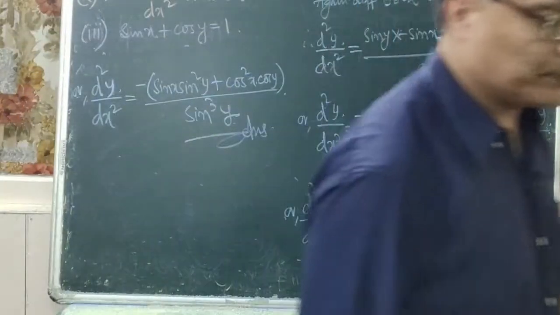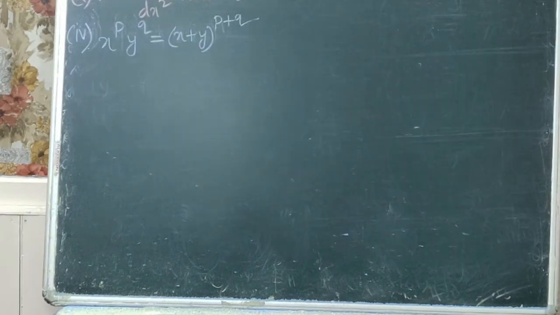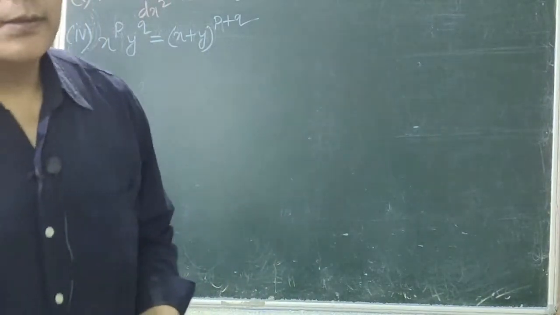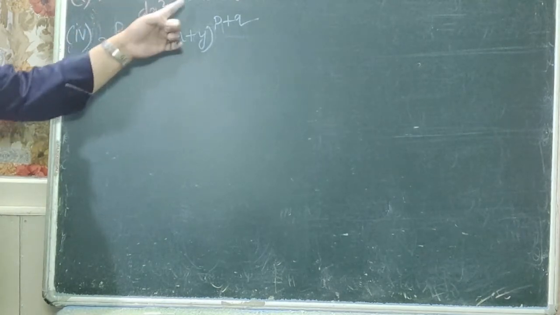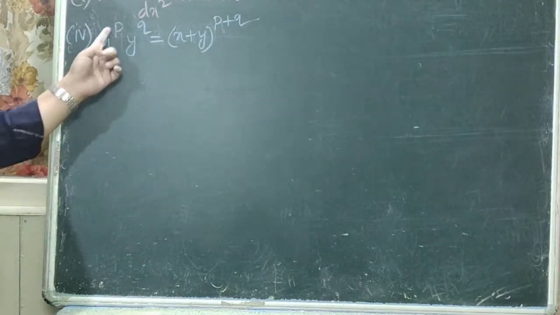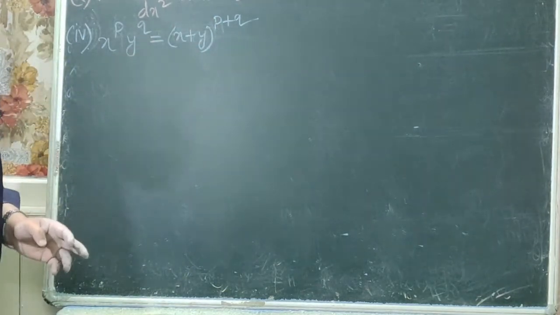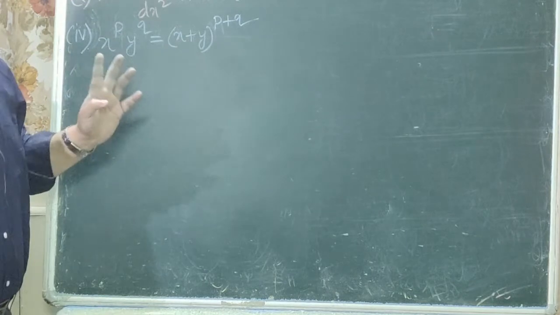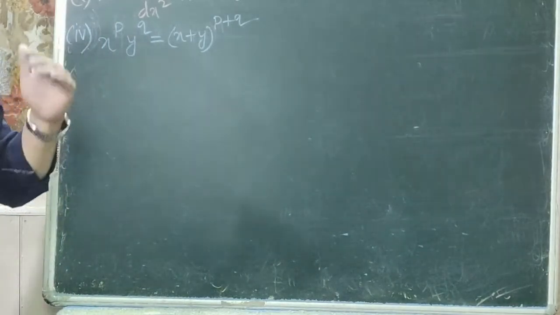We'll do the next question now. So now we'll do the next question, that is question number 4 of number 2. Find d2y by dx square when the relation between x and y are given here. X to the power p into y to the power q is equal to x plus y all to the power p plus q. Here only x and y are the variables and p and q are constants. Okay, so in this case how will you differentiate it?